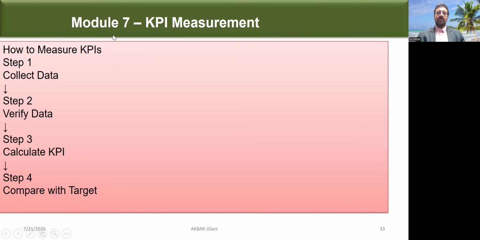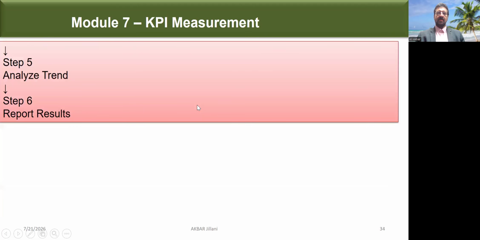Now we are coming to module number 7, KPI measurement. How to measure KPIs? Step 1, collect data. Step 2, verify data, so we will have the record. Step 3, calculate the KPI. Step 4, compare with the target: what is our target and what did we achieve? Step 5, analyze trend. Trend means where we have strengths and where we have shortcomings.